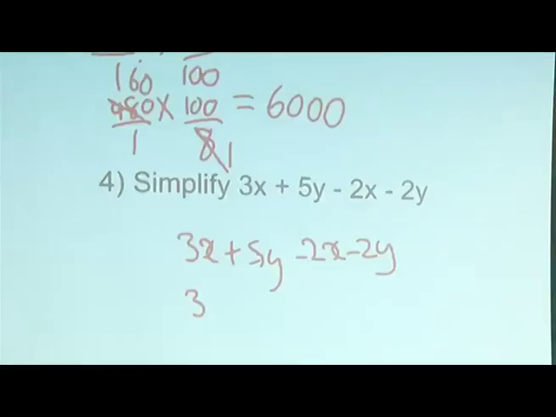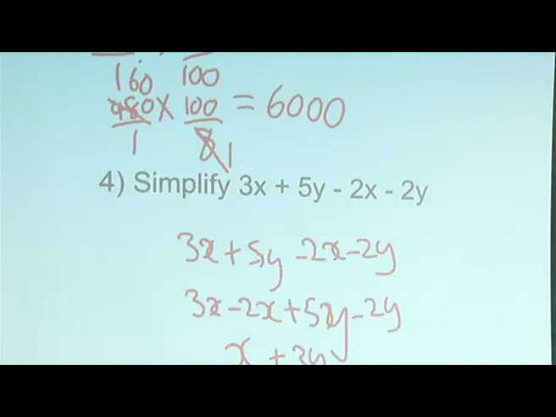Remember, we collect like terms: 3x minus 2x, and then we have 5y minus 2y. Collecting like terms is a very important step in our mathematics. We need to bring all the like terms together and simplify them. 3x minus 2x gives 1x, and if it is 1x, we just write x there. And then 5y minus 2y, we are going to get 3y.